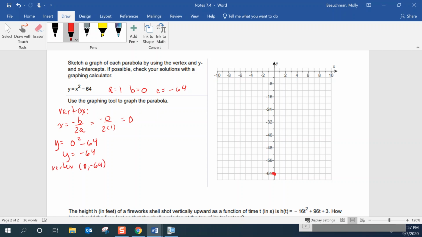There's the vertex. I know my graph is going to open up again because that's a positive. Okay. So next, y-intercept and x-intercepts. So for the y-intercept, let x equal 0. And I get y equals 0 squared minus 64. So I get exactly the same point. So (0, negative 64) is not only the vertex, it's also the y-intercept. So I don't have another point to be able to figure out how wide my parabola is. So that's why we also have to find the x-intercepts.